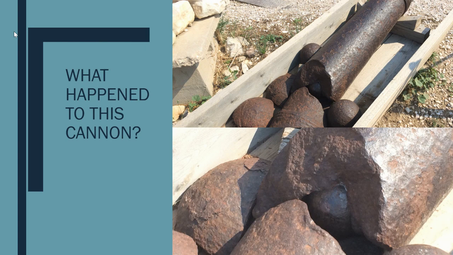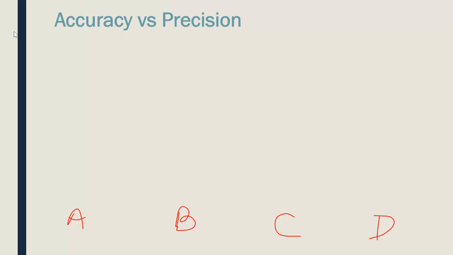Turns out that structure was actually pretty well intact until it got bombed during one of the world wars. I think it was one, could have been two. But anyway, so this was a cannon that was there. And think about what happened there, and we'll get back to this in a second. So, accuracy versus precision. This is where we start.